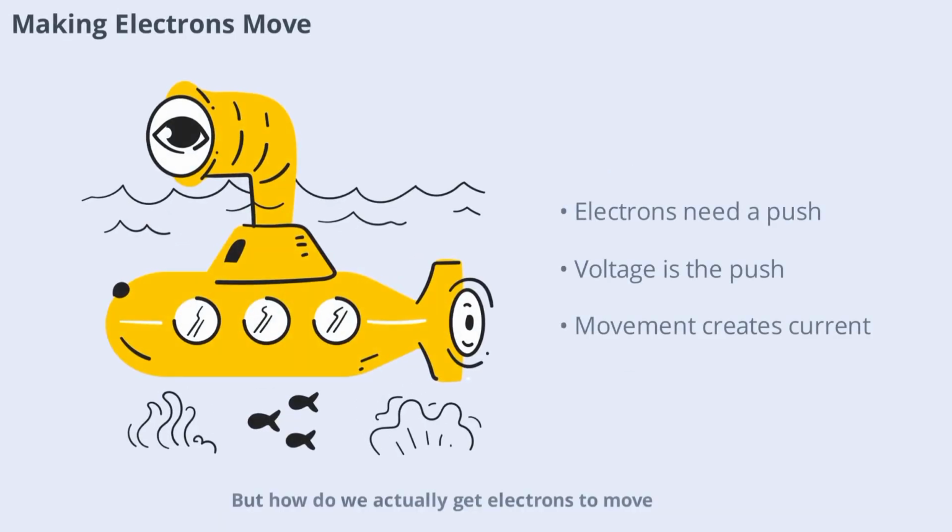How do we actually get electrons to move? Think of electrons like water inside a pipe. If the water is just sitting still, nothing happens. But if you apply pressure, like turning on a pump, the water starts flowing. In the world of electricity, that pressure is called voltage. Voltage is what pushes electrons through a wire, making them move and creating an electric current.